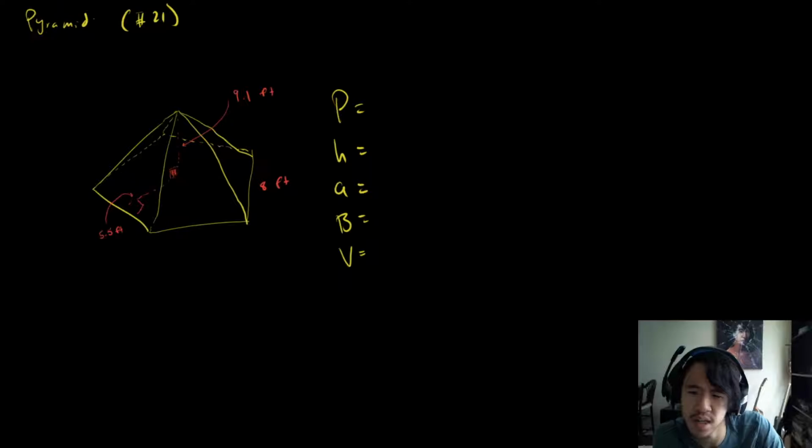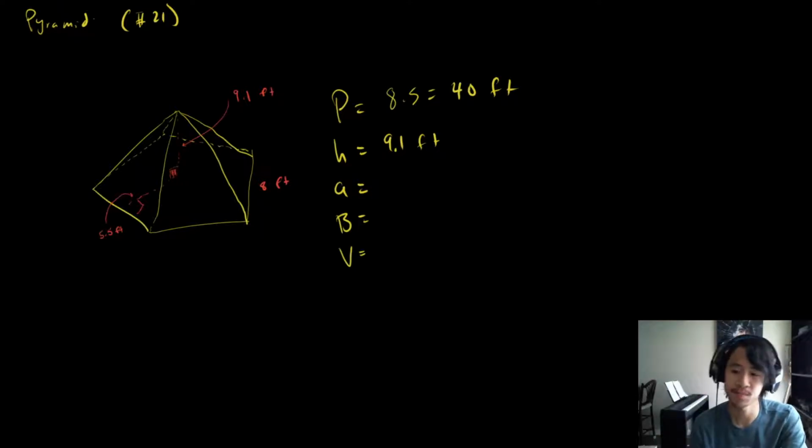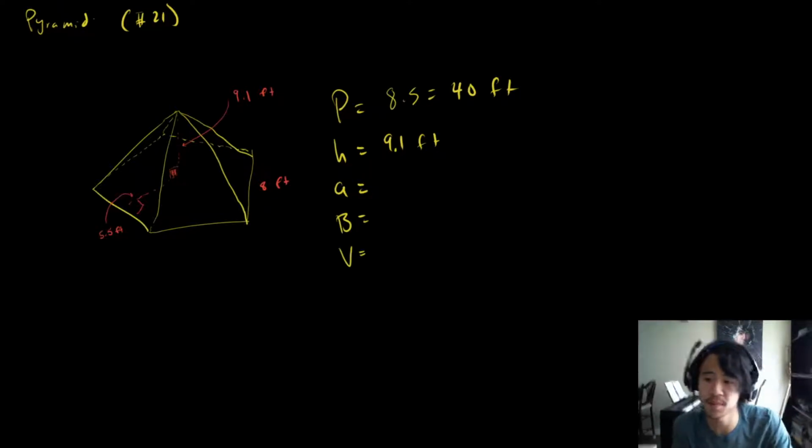So each side length is going to be 8 feet, and it looks like we have a pentagon. So we're going to have 8 times 5. That's going to be 40 feet for our perimeter. The height of our pyramid is going to be 9.1 feet. It's given to us, which is nice. We don't have to use Pythagorean theorem. Then our apothem is going to be 5.5 feet.